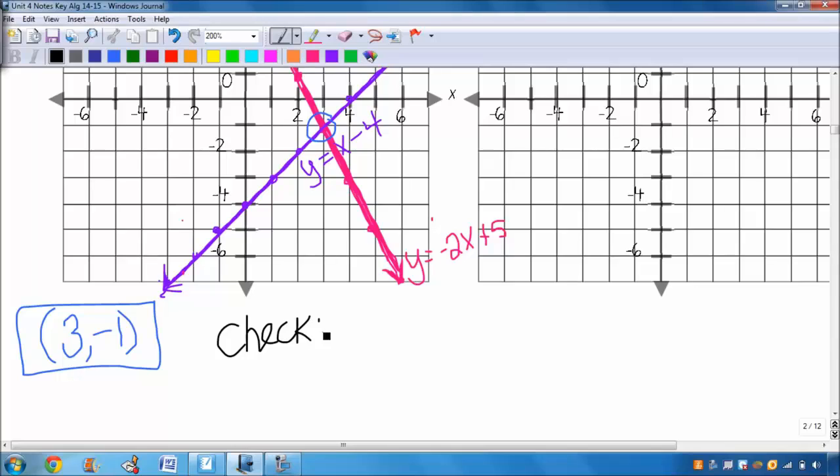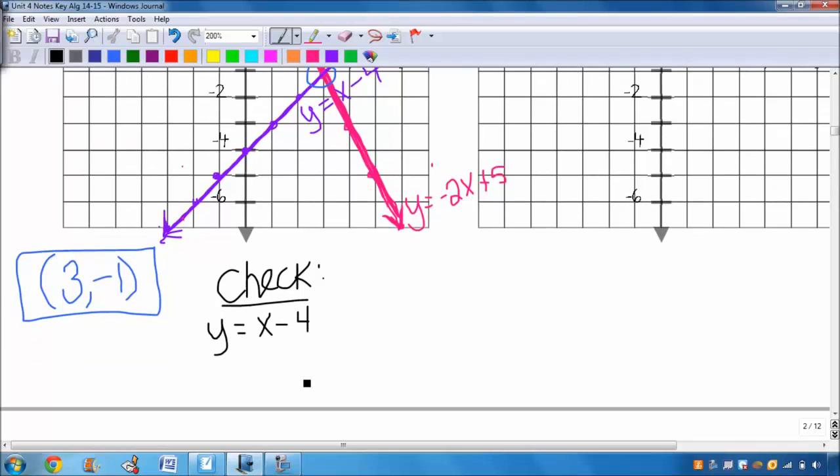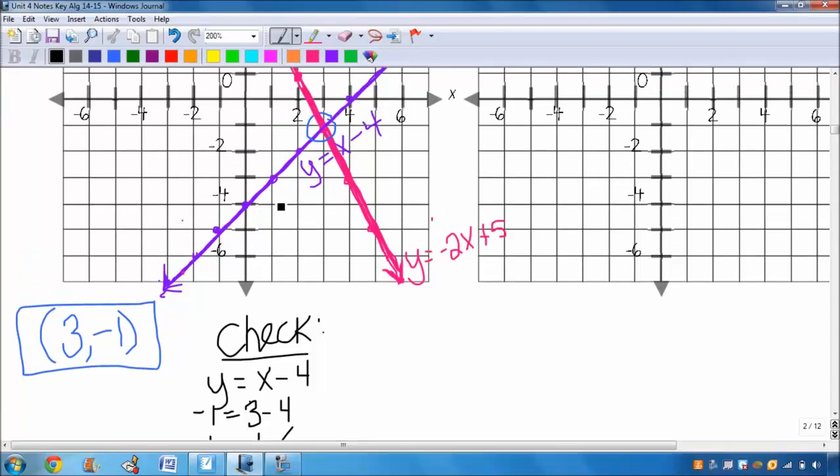So in order to check, I'm going to write the equation down, y equals x minus 4. And every time I see a y, I'm going to replace it with -1. X is going to get replaced with 3. So I end up getting -1 equals -1. Now, a lot of people think that once they do this one check, they're done. But you're not, because I could have plugged in any point on this line and it would have worked, but only one point works for both lines. So you have to check the other line.